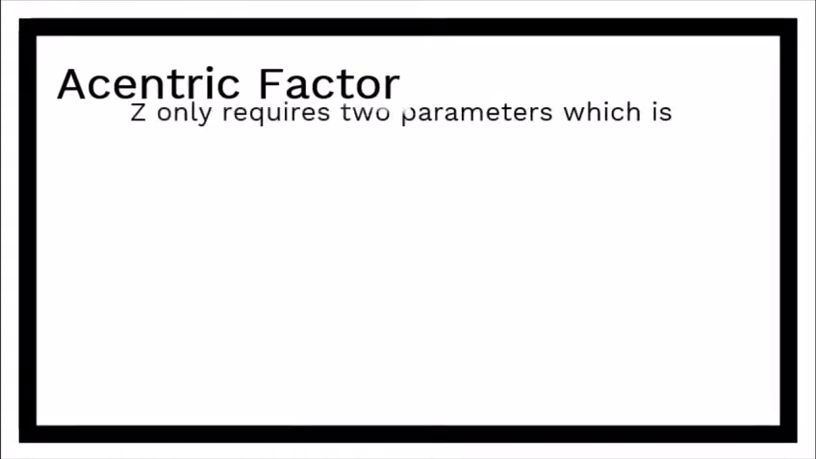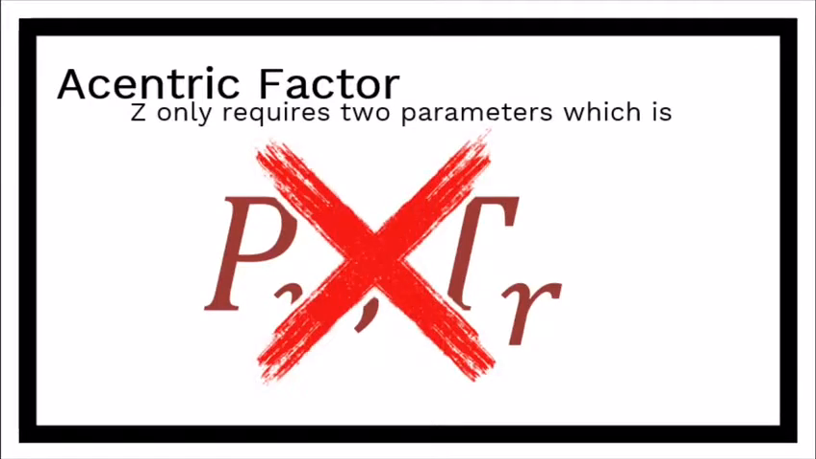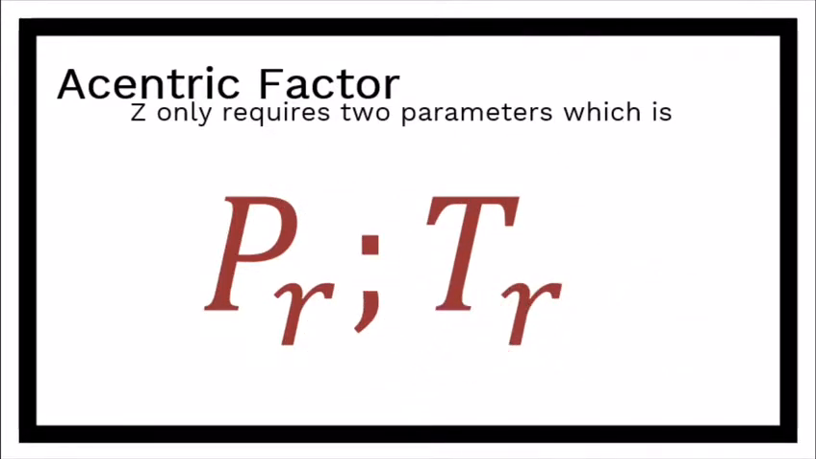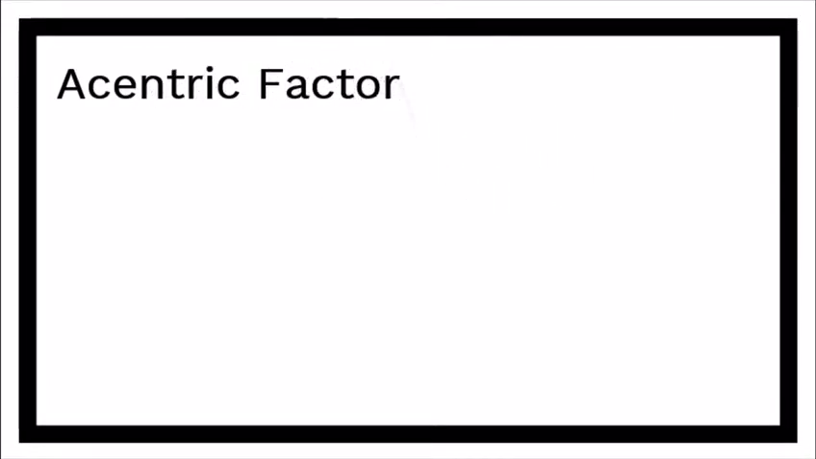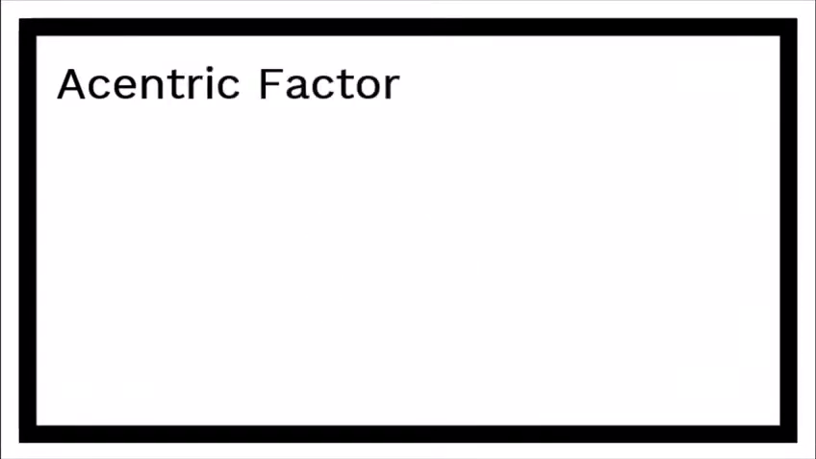The compressibility factor, as we know it, only requires two parameters, which are reduced pressure and reduced temperature. But this is wrong. It's a wrong concept, because you are ignoring the fact that different types of substances exhibit different properties. So a third parameter is required besides these to account for the different characteristics of molecular structure. This is called the eccentric factor, introduced by K.S. Pitzer to overcome this problem.